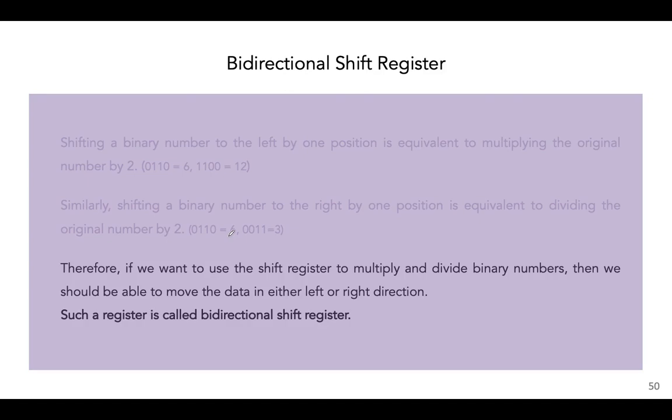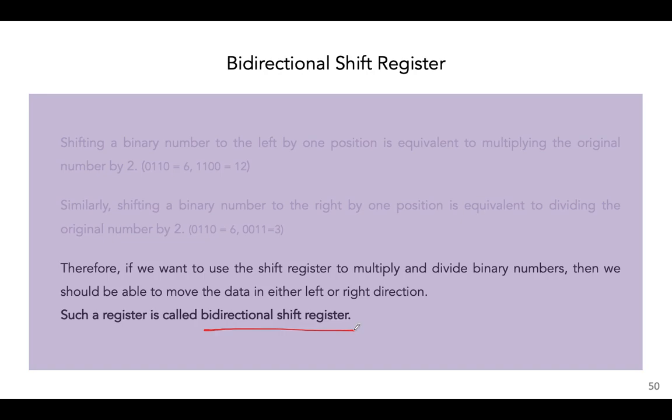So if we wanted to use shift registers to perform multiplication and division, then we should be able to move the data in either left or right directions. And that's all you need your register to do, just to shift the data either to the left to simulate multiplication or to the right, which is equivalent to division. And that is why we need bidirectional shift registers. We just want our registers to have this additional capability of being able to shift our data in either direction. If we wanted to perform multiplication, the same setup should be able to perform left shift. And if we wanted to perform division, then the same setup should be able to perform right shift.